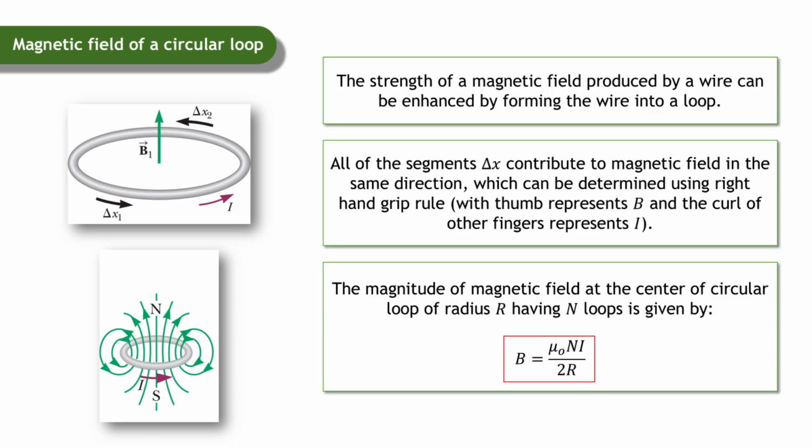The strength of a magnetic field can be significantly enhanced by forming the wire into a loop. In this configuration, all of the segments of the loop contribute to a magnetic field pointing in the same direction at its center. We determine this direction using the right-hand grip rule, where your thumb represents the magnetic field B and the curl of your other fingers represents the current I. For a circular loop of radius r with n turns, the field magnitude at the center is given by the formula B equals mu n I over 2 r.